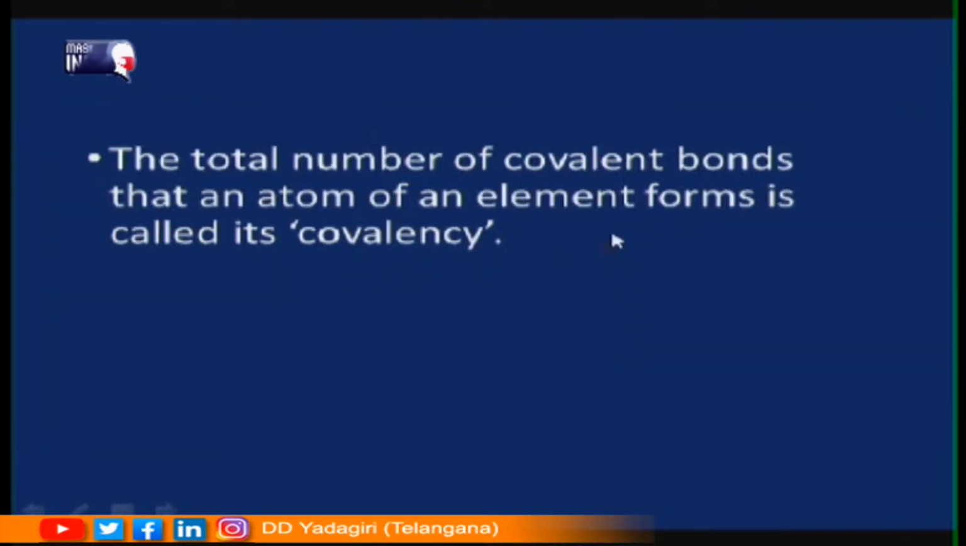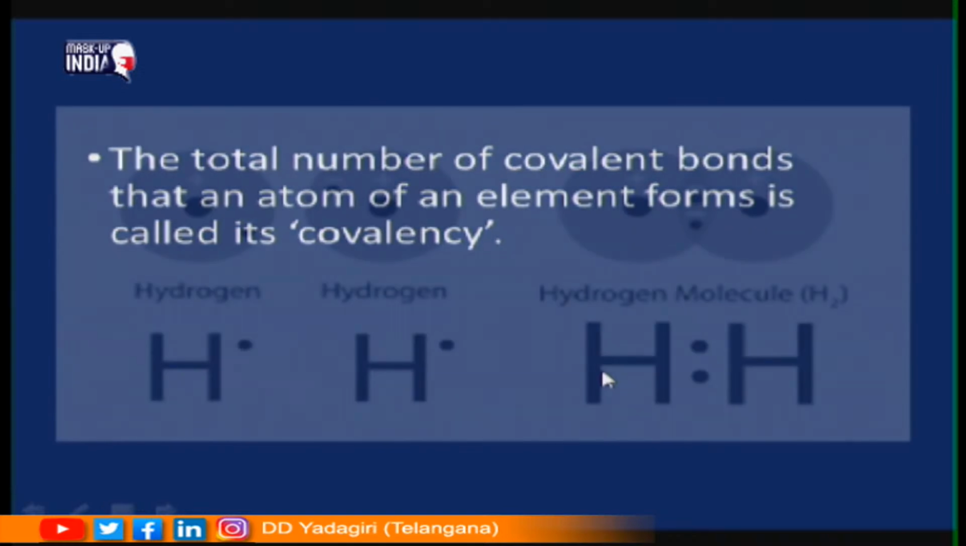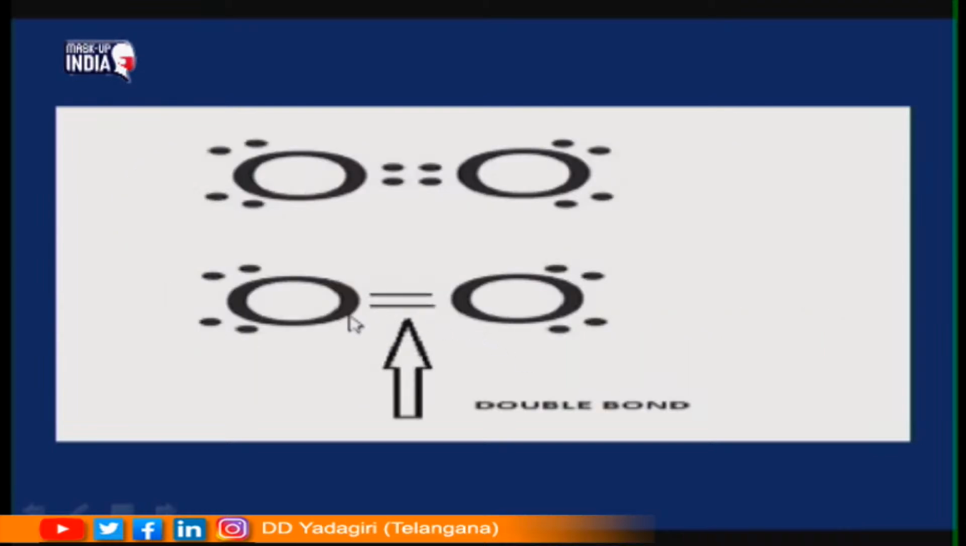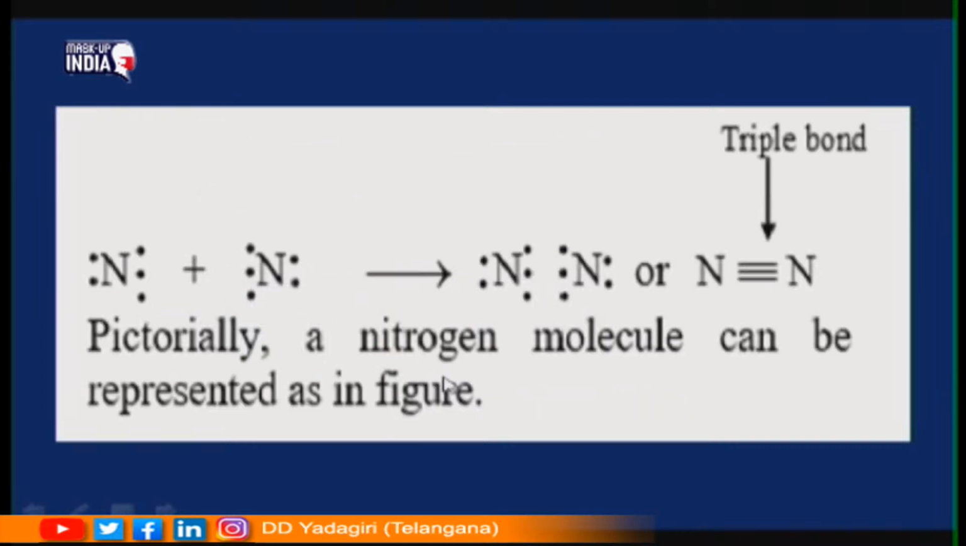So, let us see what is the covalency. Covalency is the total number of covalent bonds that an atom of an element forms. So, what is the covalency of hydrogen here? One single bond is formed between two hydrogen atoms, so the covalency is 1. In oxygen, a double bond is formed, so the covalency is 2. And in nitrogen, a triple bond is formed, so its covalency is 3.